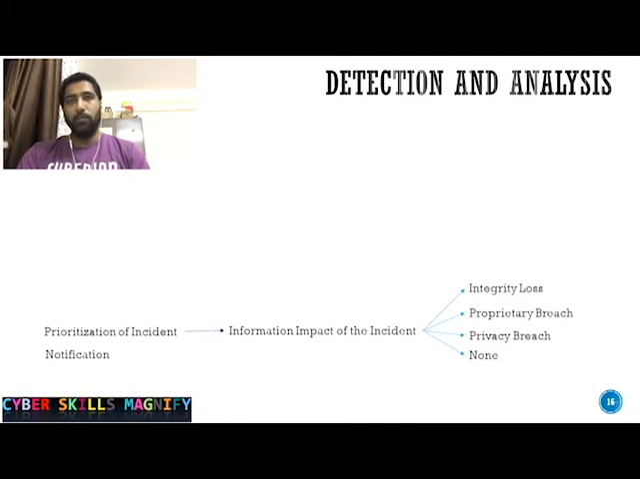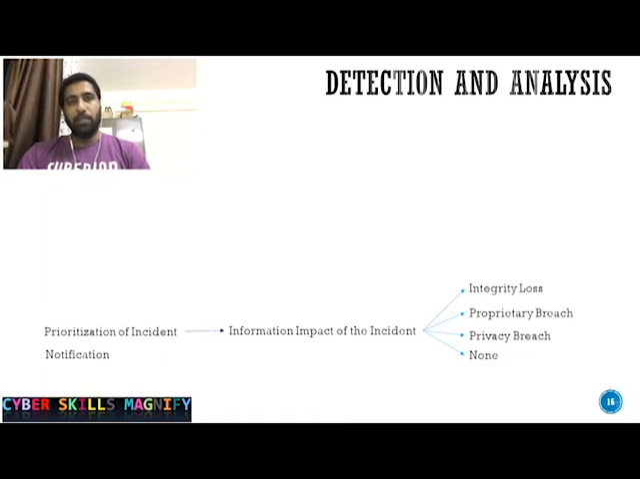So none. No information was exfiltrated, changed, deleted, or otherwise compromised. Privacy breach. Sensitive personally identifiable information of taxpayers, employees, beneficiaries, etc. was accessed or exfiltrated. Proprietary breach. Unclassified proprietary information, including protected critical infrastructure information, was accessed or exfiltrated. Integrity loss. Sensitive or proprietary information was changed or deleted.